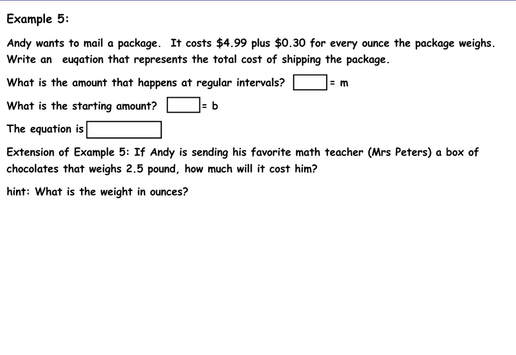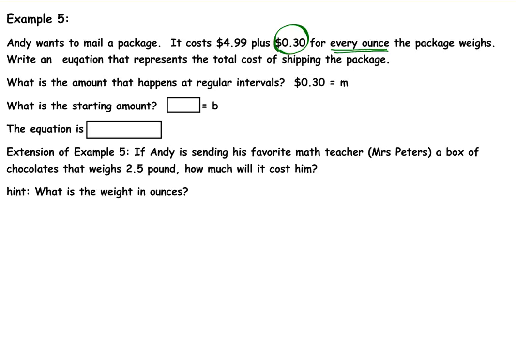Let's go on to another equation. Example, Andy wants to mail a package. It costs $4.99 plus 30 cents for every ounce the package weighs. Write an equation that represents the total cost of shipping the package. Okay, now, what is happening at regular intervals? Okay, the interval is every ounce. Okay, this is my interval. Okay, and so the amount that happens for every ounce is 30 cents.